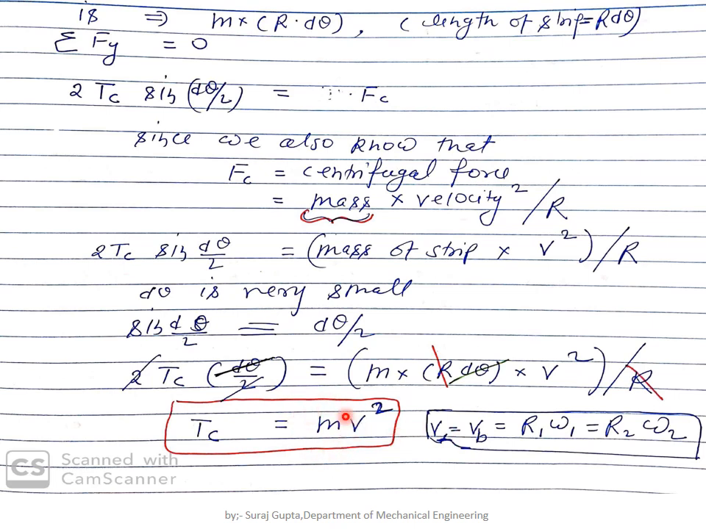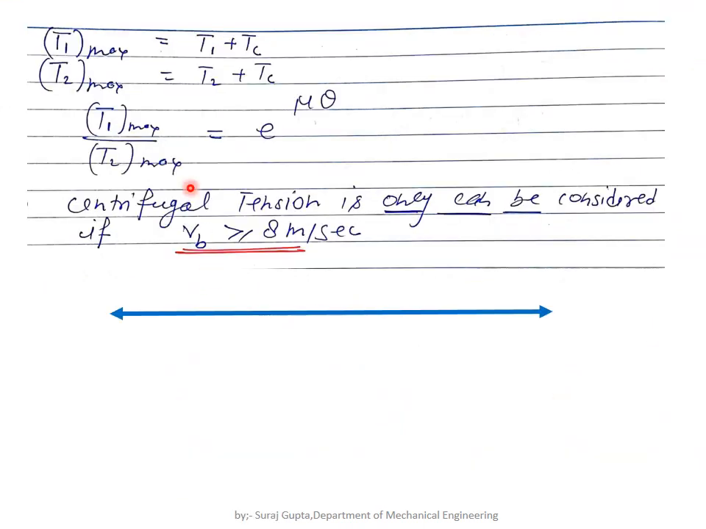Once again, this m is not a mass, it is mass per unit length, and v is the belt velocity, that is r1 ω1, or r2 ω2. Now T1 max will be T1 plus Tc, meaning the centrifugal tension is added, and T2 max will be T2 plus Tc. So the formula will be T1 max divided by T2 max equals e raised to the power μθ. But we have to check the belt velocity, whether it is greater than 8 meters per second or less.